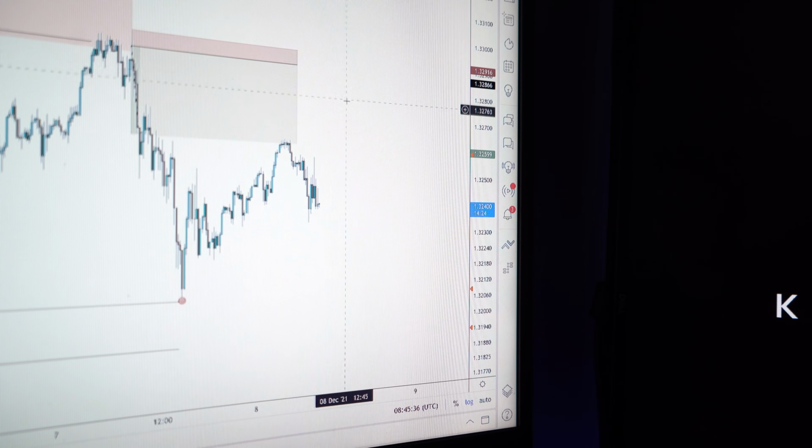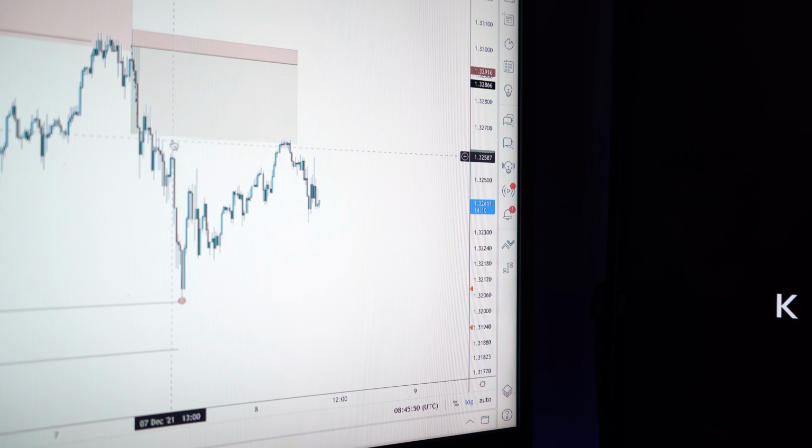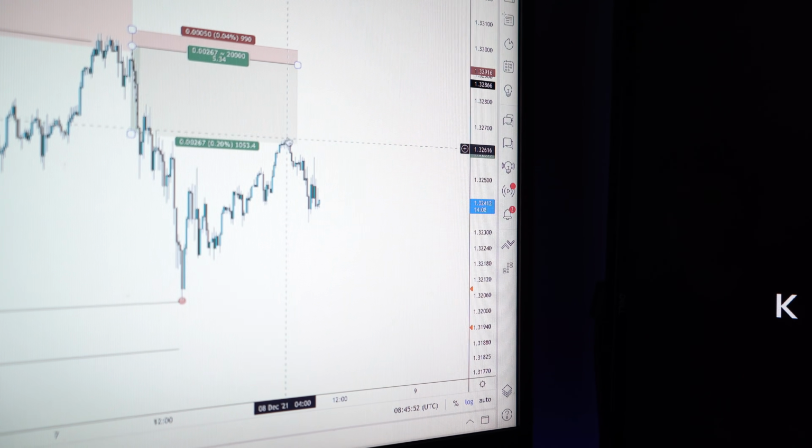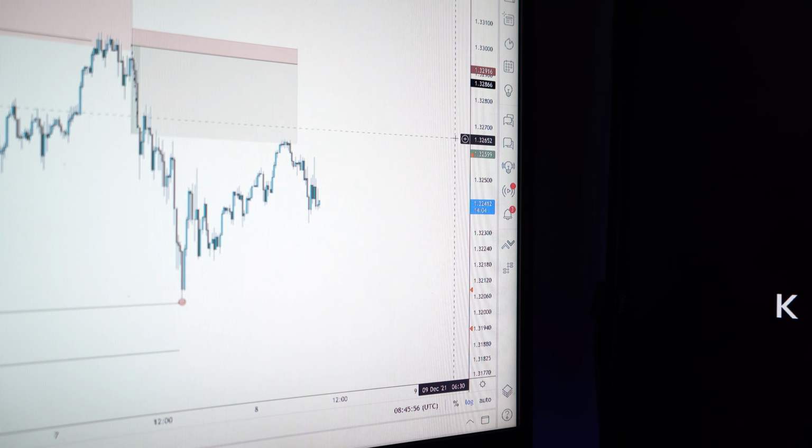I still managed it in the exact same way. Basically I put my stop loss above this swing high here on the lower time frames. So price obviously tapped up into that and just pushed lower. But I'm happy with that trade. I'm happy with the management.